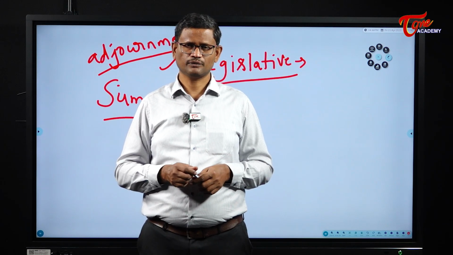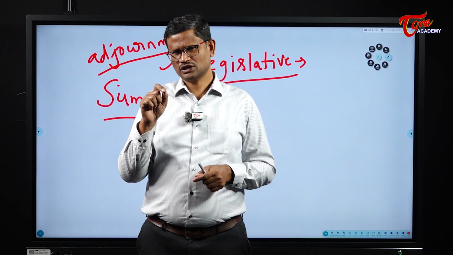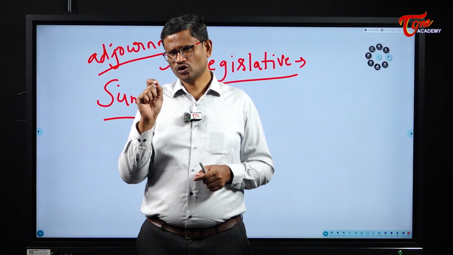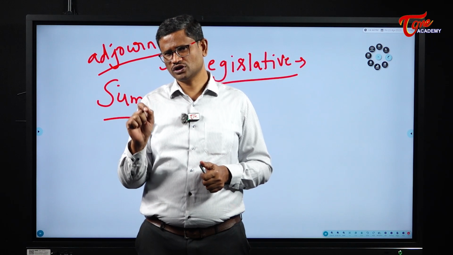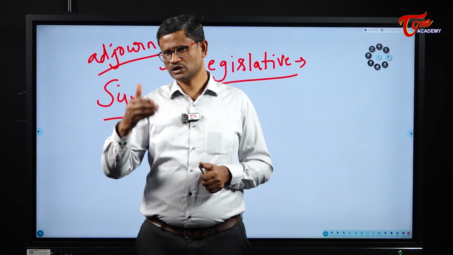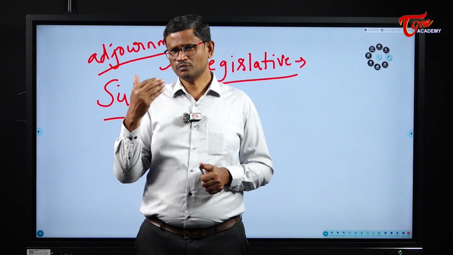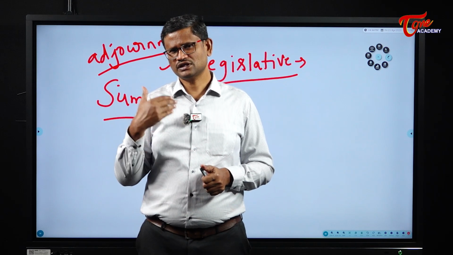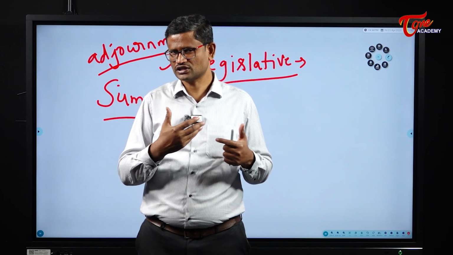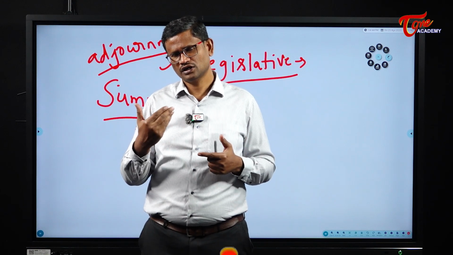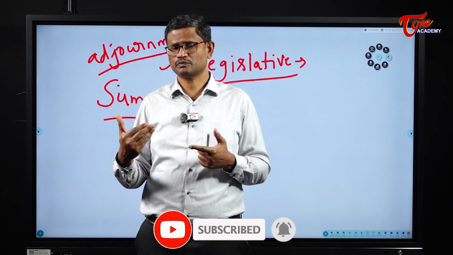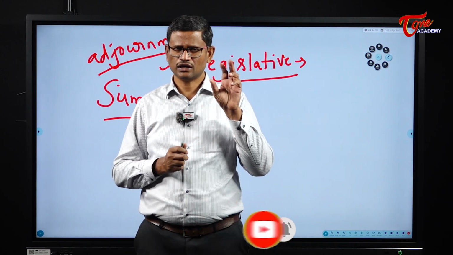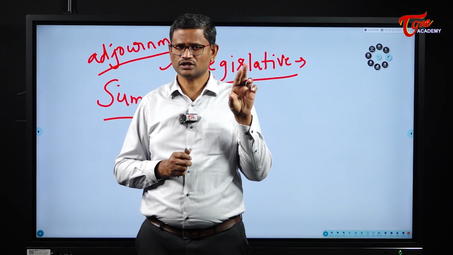In addition to that, if the prime minister loses majority in the lower house, then the government has to resign. So when the government resigns, the president will decide whether to go for fresh elections, or he can see whether an alternative government is possible or not. So here the president has got a situational discretion.